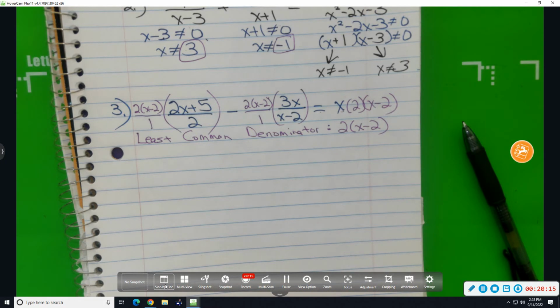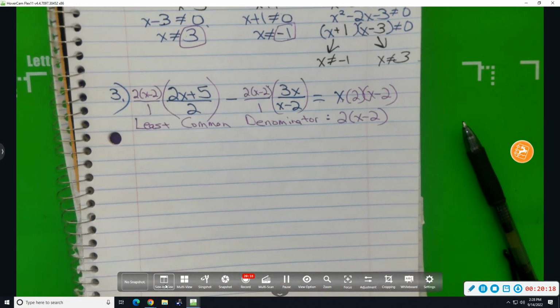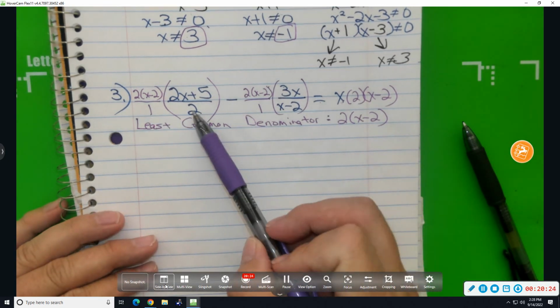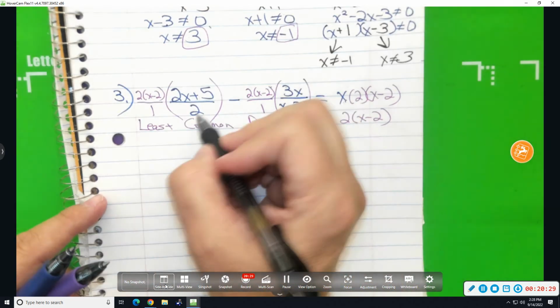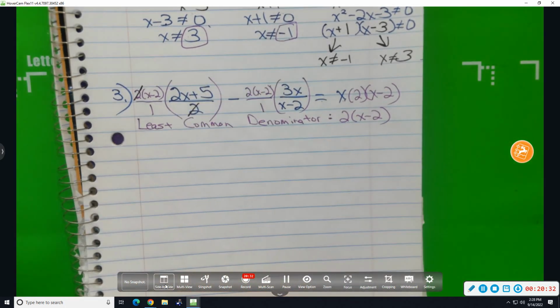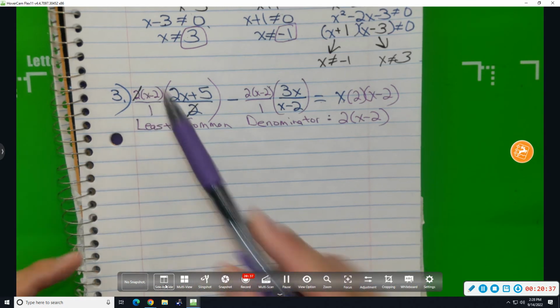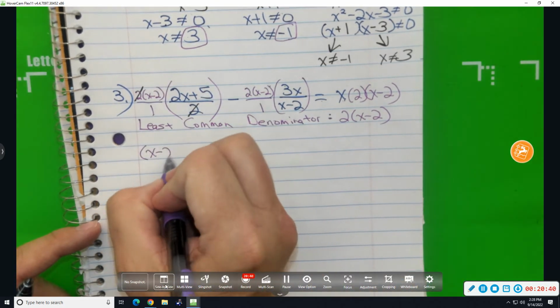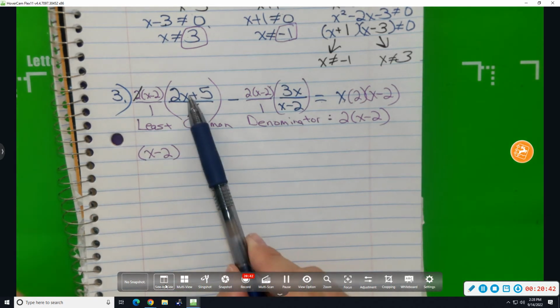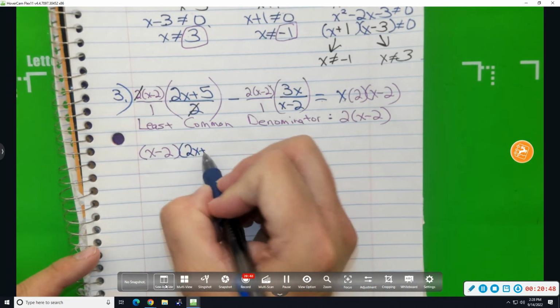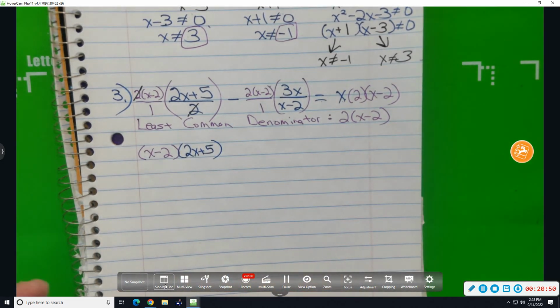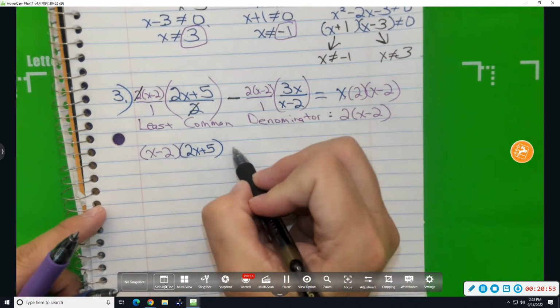Remember why you're multiplying like this. You're trying to cancel out every denominator. So, I want to cancel that 2 right there. I can cancel the 2 in the denominator with that 2 right there. So what have I got left? I have an x minus 2, and that's going to be multiplied by, what else is left? The 2x plus 5. Minus, this minus right here is that minus there.